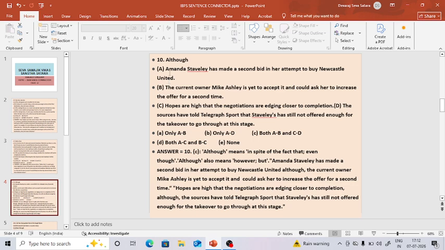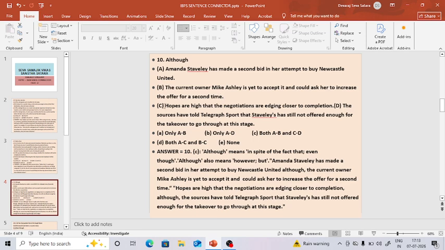So although, where we can use it is, see the first and second sentence, A and B. Amanda Staveley has made a second bid. Bid means what we do in auctions, that bid. In her attempt to buy Newcastle United, although the current owner, Mike Ashley, is yet to accept it and could ask her to increase the offer for a second time.